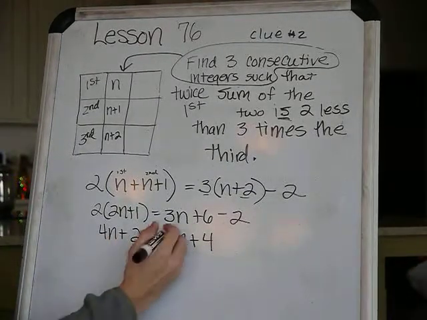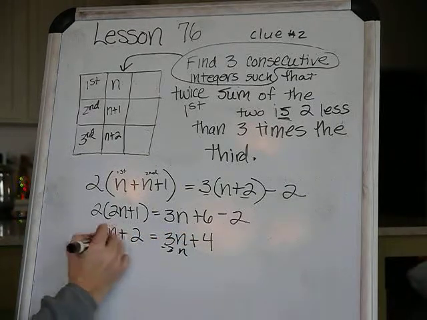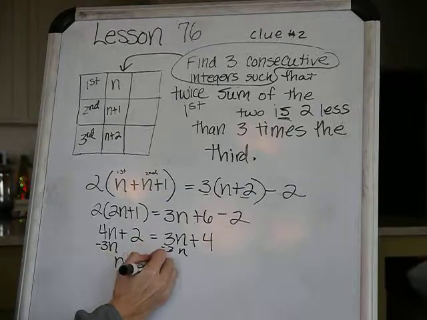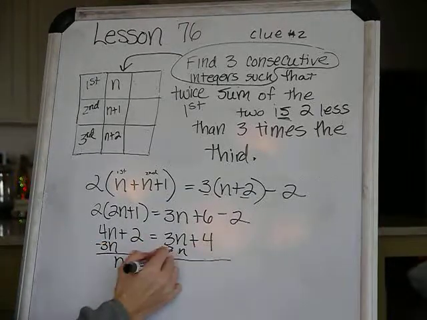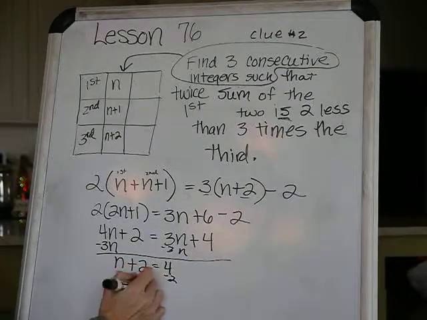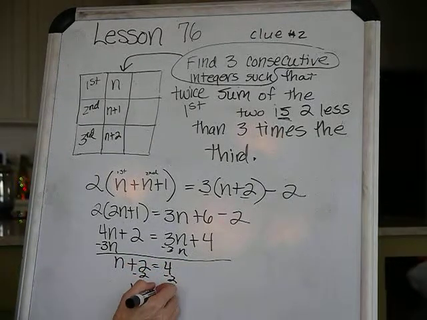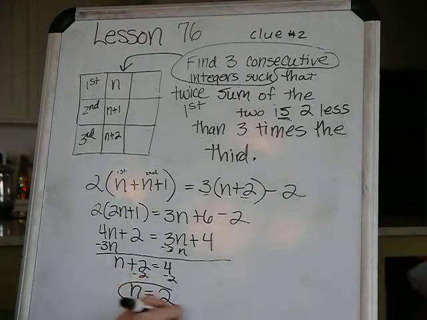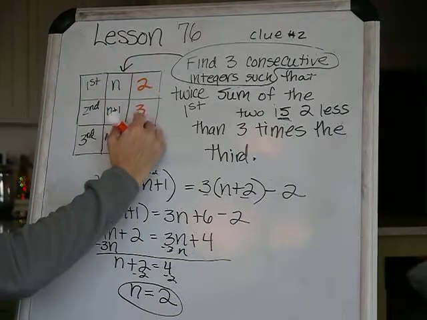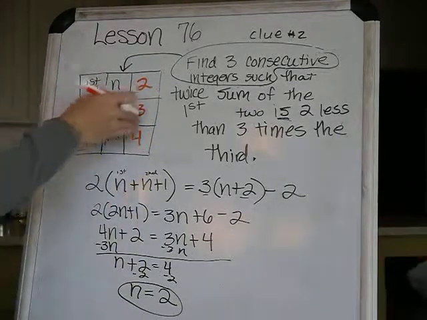I'm going to subtract 3n from both sides. And so I get n plus 2 equals 4. Subtract 2 from both sides, so I get n equals 2. So let's try that. If n equals 2, n plus 1 is 3, and n plus 2 is 4, right? Here's my 3 consecutive integers.